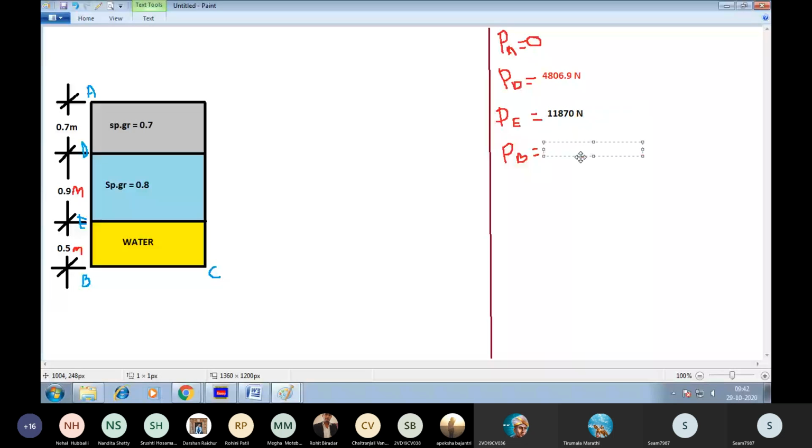What about PB? Pressure at B? Ma'am, 16,775.1, ma'am. Okay. Now draw the diagram for this.